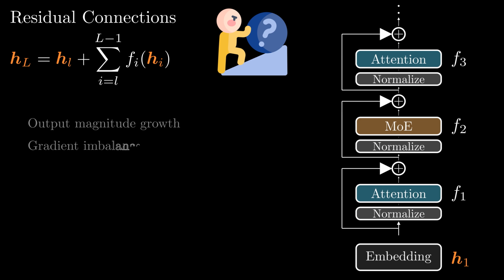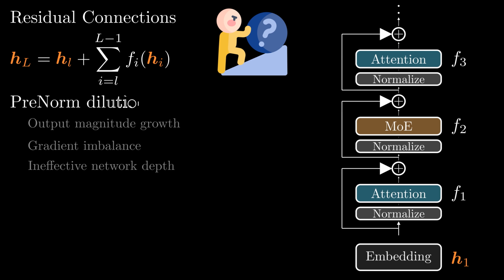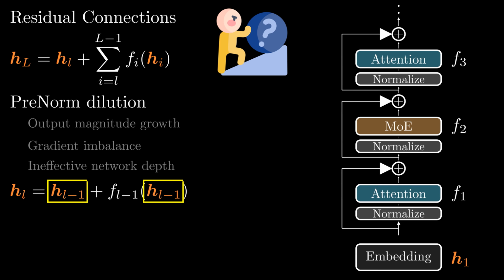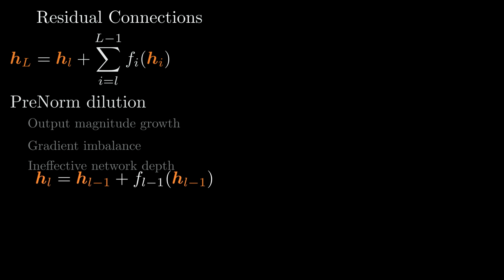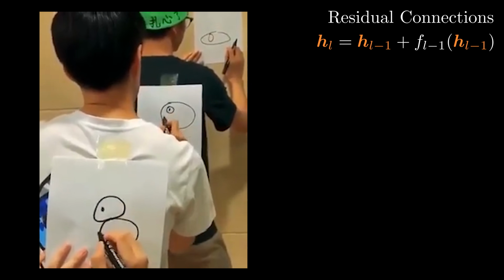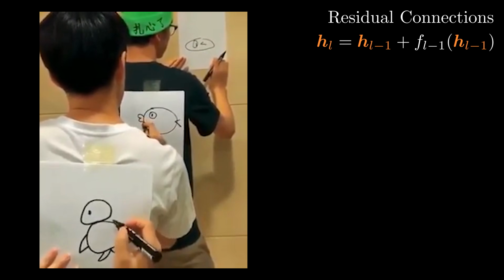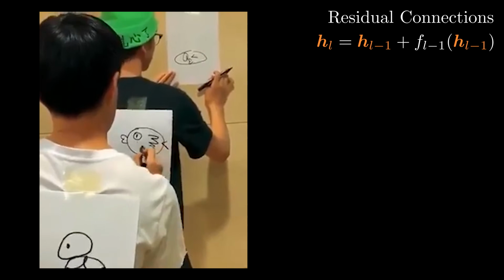The gradients become imbalanced. Deep layers receive small gradients, while early layers receive relatively large gradients. The imbalance leads to ineffective use of network depths. This problem is known as pre-norm dilution. Furthermore, let's look at the residual connection equation again. Each new layer sees only the representation H(L-1). Everything that happened before has been compressed into a single vector. Information is irreversibly lost at every step.